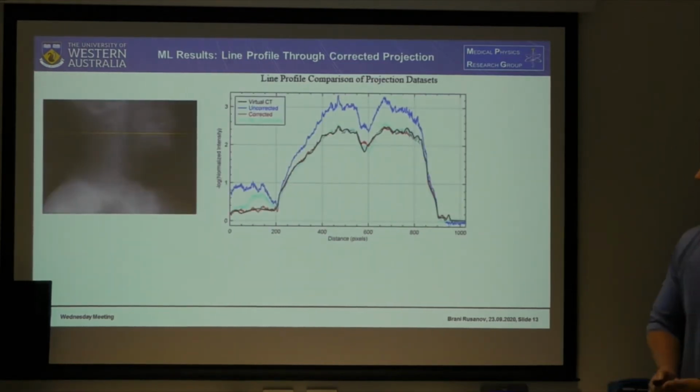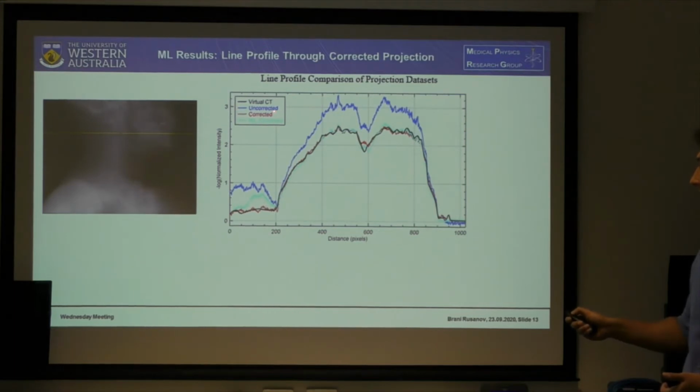Next, here I'm showing again a line profile, but through a corrected CBCT projection, cone beam projection. In black, we have the ground truth, which I've taken as the virtual CT. In blue, I have the uncorrected CBCT. In red is the a priori method, and in light blue is the ML corrected method.